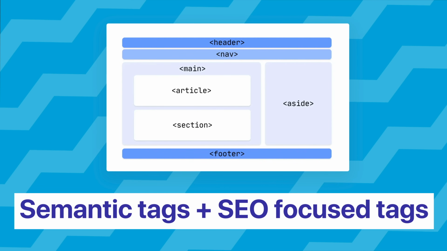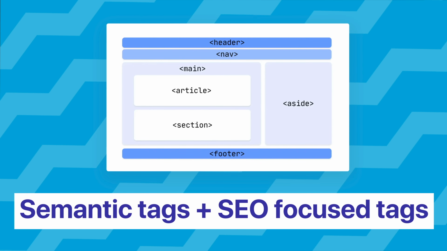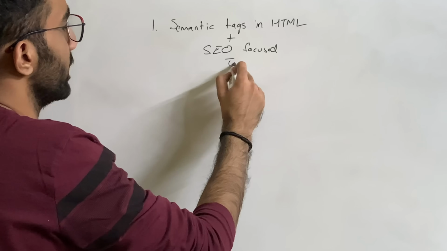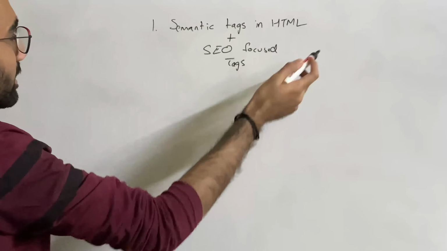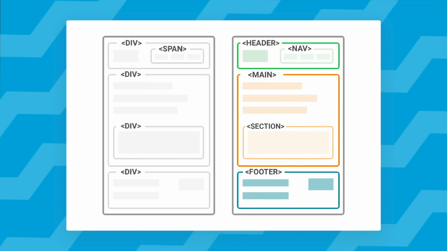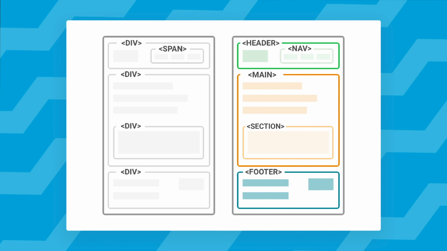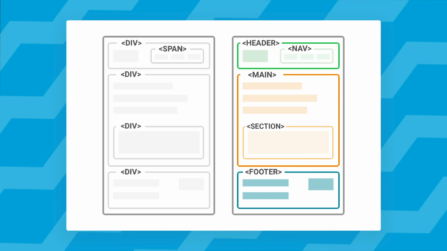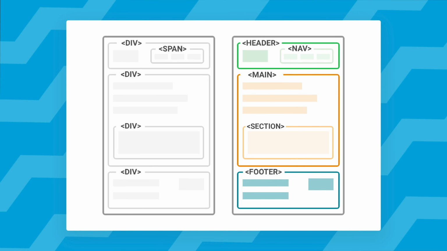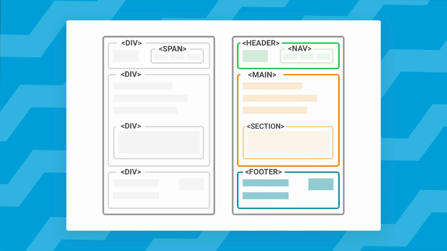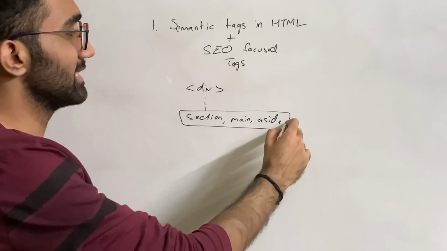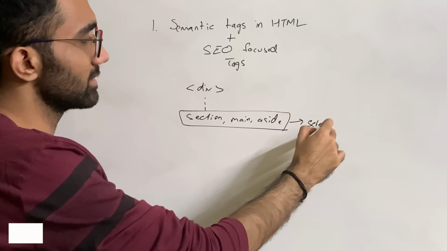All right, the first thing I think a lot of you guys miss out on is semantic tags plus SEO focused tags, right? So let's start with semantic tags first. If you are one of those developers who use divs all the way, probably not a good idea in today's time, because we have so many tags like section, main, aside, etc., which provide a lot more semantic meaning to things like screen readers, for example, for accessibility.